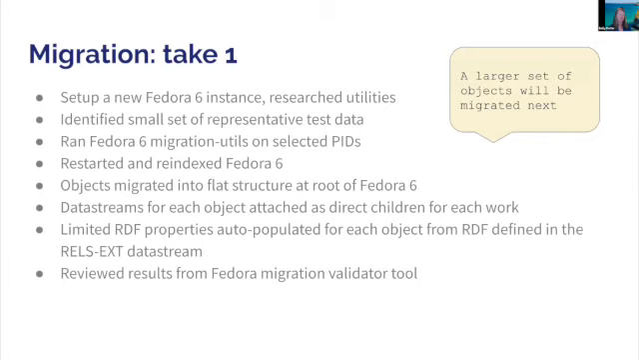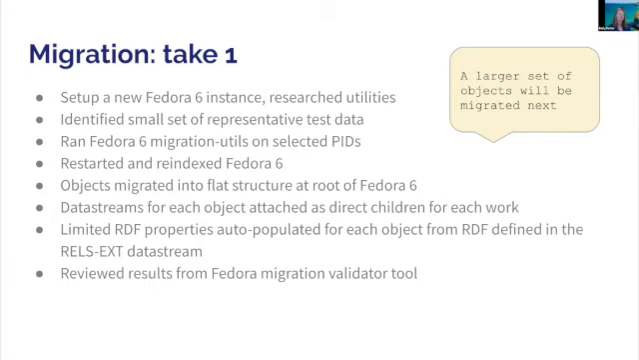Next slide, please. So the first thing we wanted to do was take a small set of data, run it through the migration process, and see what we got on the other side of that. So we set up a brand new Fedora 6 instance, and we researched the migration utilities. Again, we identified a very small set, I think it was 10 or 12 objects. We ran the migration utility on those selected IDs.